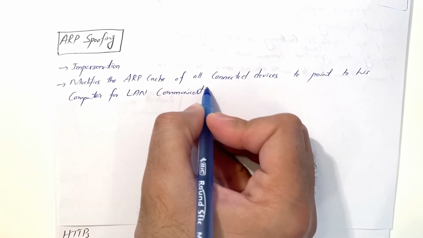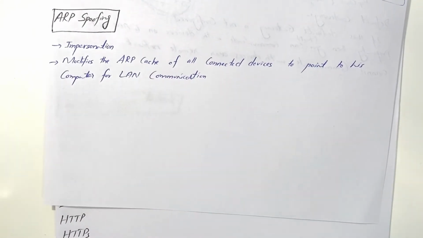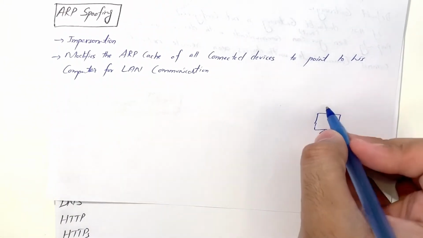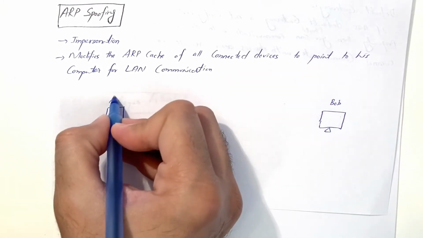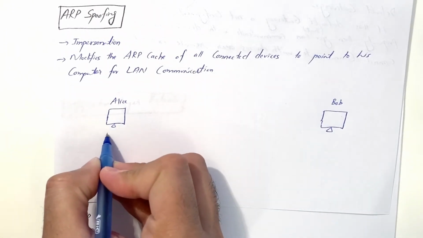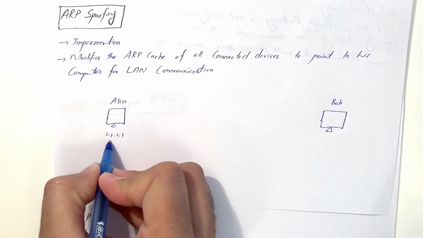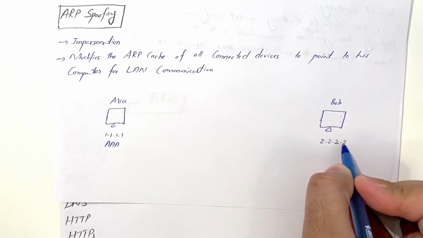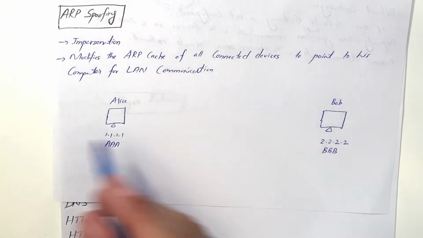Now let me make a scenario and let me explain to you what ARP spoofing is. That's a definition, by the way. ARP spoofing is basically, for example, let's say there are two people in a network. This is Bob, and this is Alice. Alice's IP address is 1.1.1.1 and Alice's MAC address is, for example, AAA. Okay. Bob's IP address is 2.2.2.2 and MAC address is, for example, BBB. So they are connected with the local area network.